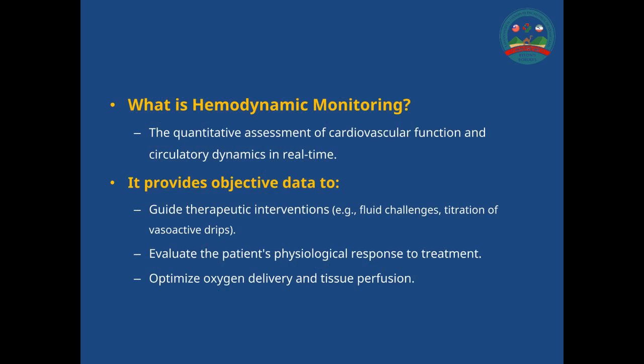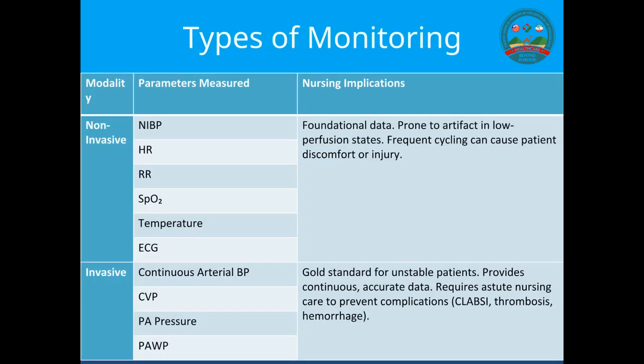Now that we understand the basic hemodynamic concepts, we can look at what hemodynamic monitoring actually means. It is essentially a real-time, quantitative assessment of how the cardiovascular system is functioning. The purpose of monitoring is very practical. It gives us objective data that helps guide our decisions at the bedside, for example, whether a patient needs more fluids or whether we should adjust a vasoactive medication. It also allows us to evaluate how well the patient responds to our treatments and ensures that oxygen delivery and tissue perfusion remain adequate. Understanding what we monitor helps us decide what each patient truly needs.